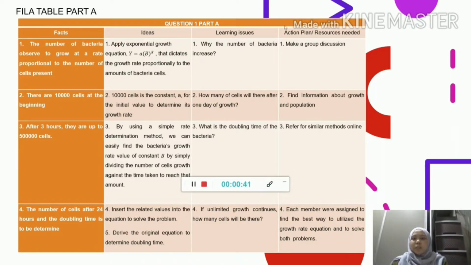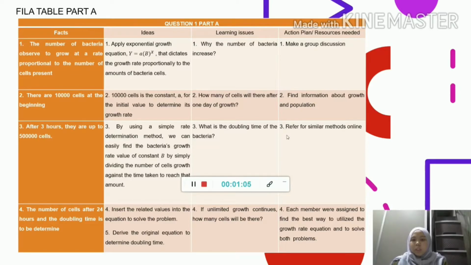For the action plan, we get the initiative from this questionnaire. First, make group discussions to share the information with each other. And number 2, find information about growth and population, such as from books, the internet, or other media.